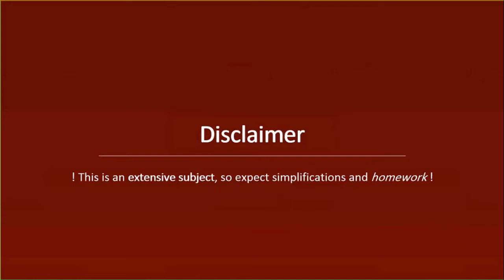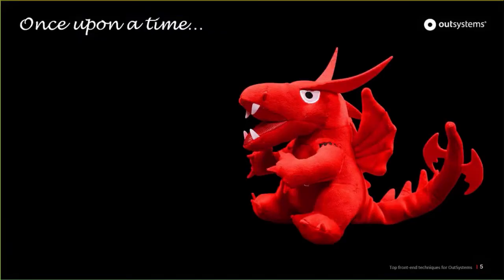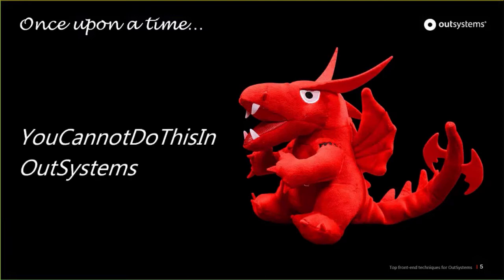And there is no better way to start a webinar than with a story. So once upon a time, there was a dragon. And the name of the dragon was, "You cannot do this in OutSystems." And this dragon was terrible, and every developer was afraid of it. Every time you would start a project and the project would look like a very interesting website, the developer would be afraid that the dragon would attack and make them not able to deliver the project. So in order to fight this dragon, I've put together an agenda.